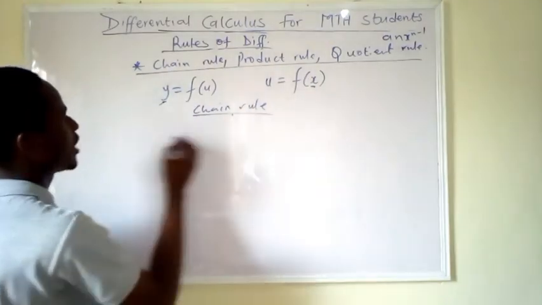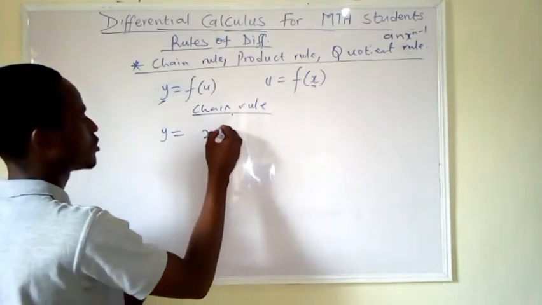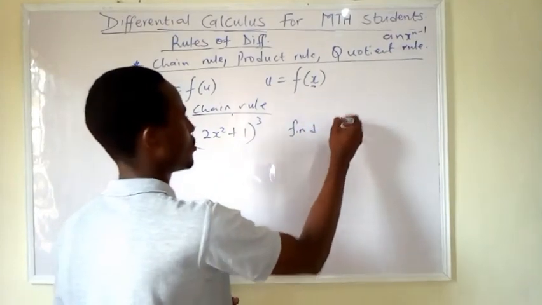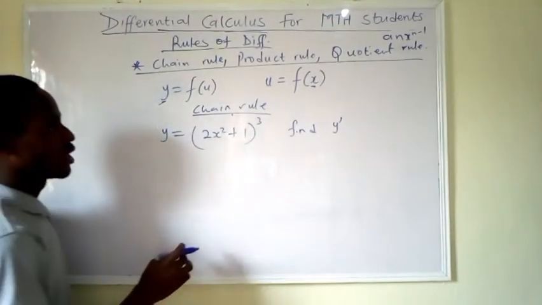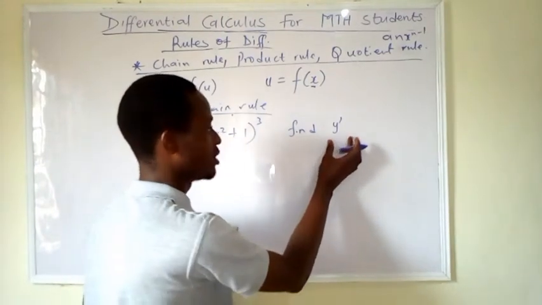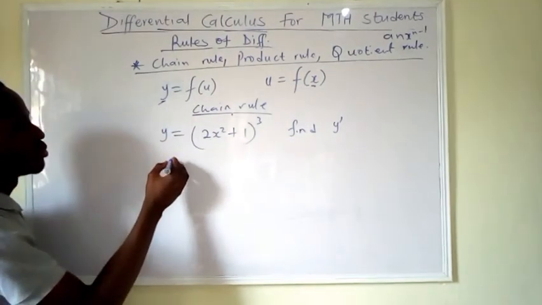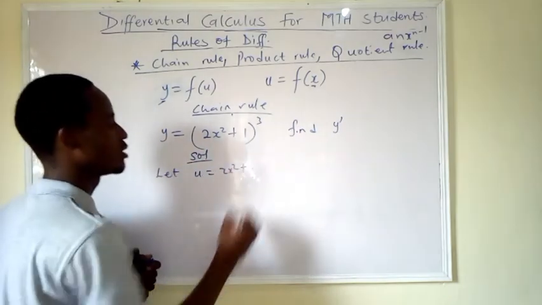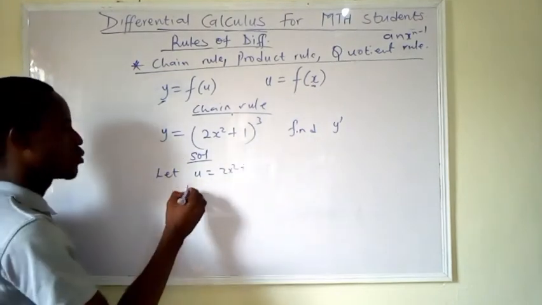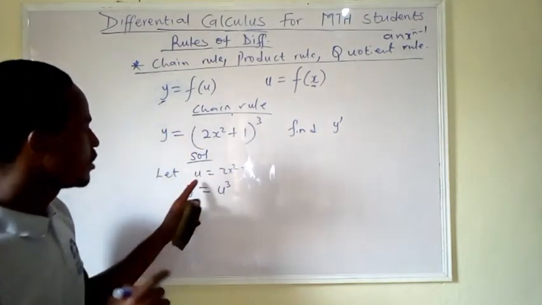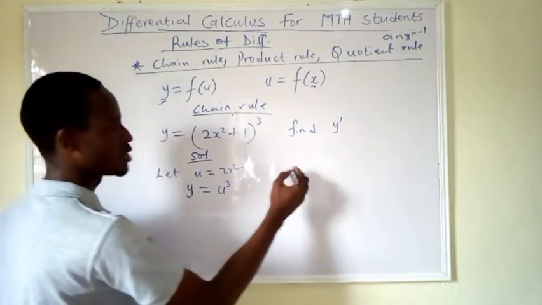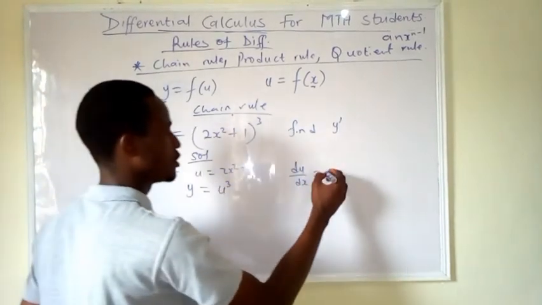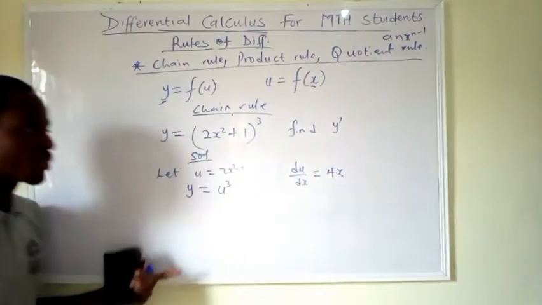So if I have y equals (2x squared plus 1) raised to power 3, and I'm meant to find y prime, which is dy/dx, and I told you it can be represented by this. To do that, I would say let u equals 2x squared plus 1. If u is 2x squared plus 1, that means y is what? u cubed. So the derivative of u with respect to x, that is du/dx, is going to be equal to 4x plus 0, and that is 4x.